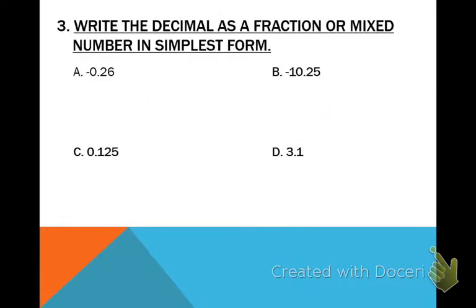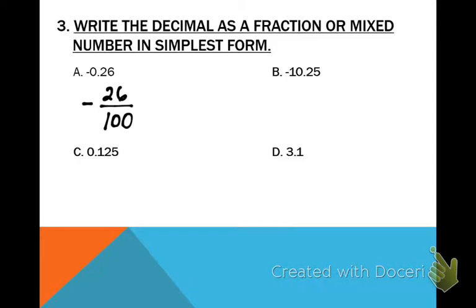All right, for the last page today, it asks us to write the decimal as a fraction or a mixed number in simplest form. Let's think about the 2. What place is that 2 in on problem A? The tenths. What place is the 6 in? The hundredths. So that helps us understand this means negative 26 hundredths. Can that be reduced? Yes.